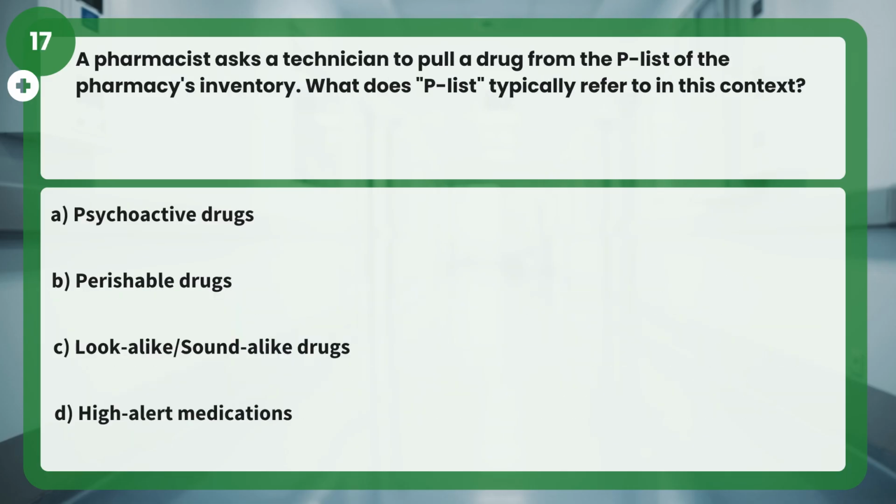Question 17. A pharmacist asks a technician to pull a drug from the P-list of the pharmacy's inventory. What does P-list typically refer to in this context? A. Psychoactive drugs. B. Perishable drugs. C. Look-alike/sound-alike drugs. D. High-alert medications.